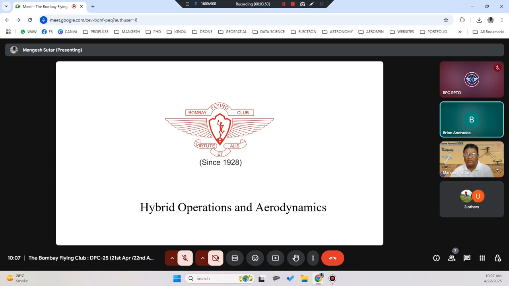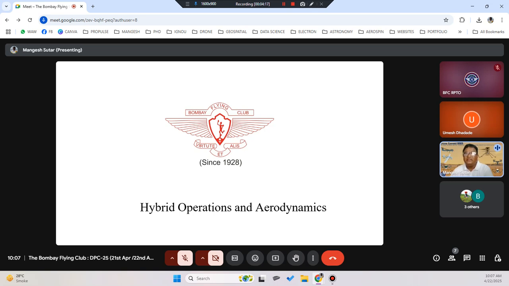Rudder. Okay, come again. Rudder, elevators, correct, and ailerons. So on the wings, you will have ailerons. On the horizontal stabilizer, you have elevators. On the vertical stabilizer, you will have the rudder. On the tail section, you have horizontal stabilizers as well as vertical stabilizers. On the wings, you will have ailerons.